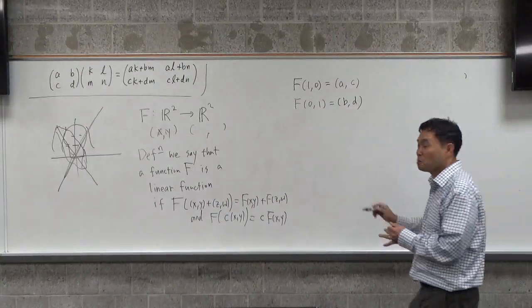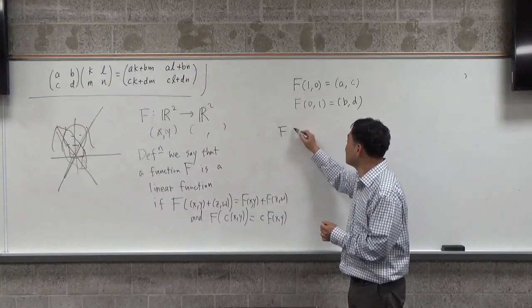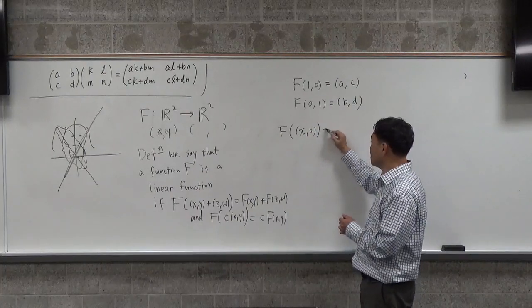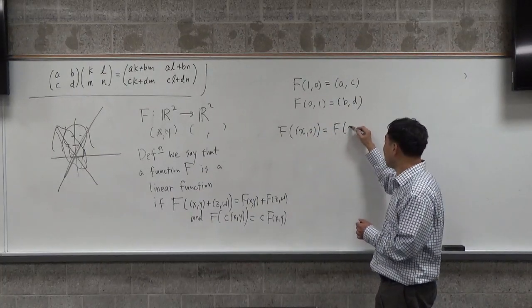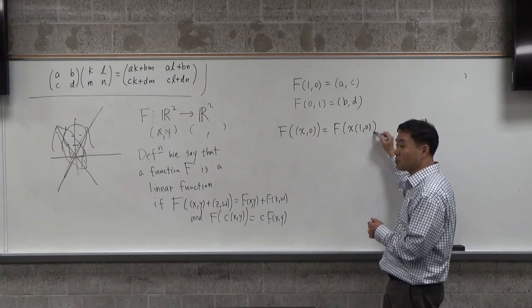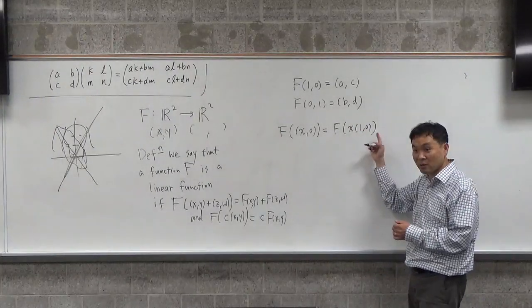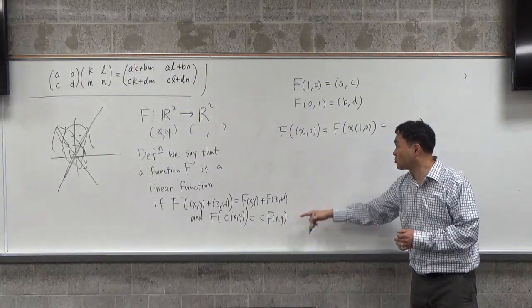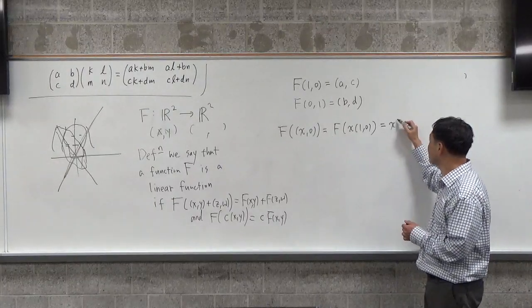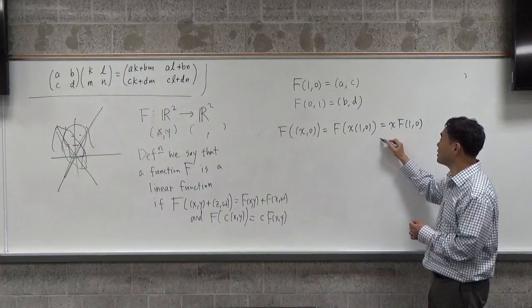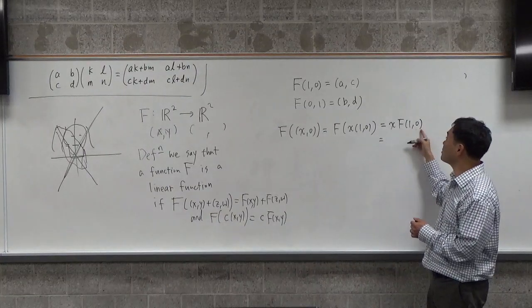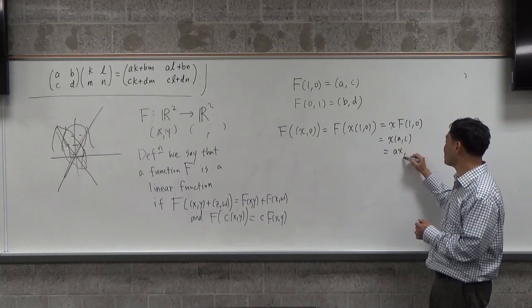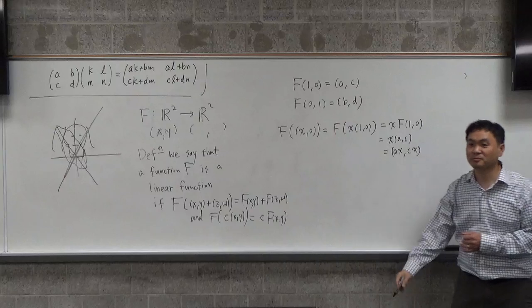How? Well, think of it like this. If you have (x, 0), then you can think of this as x times (1, 0), where x is a number, multiplied as a scalar multiplication. But then according to this formula here, I can pull the x out. This f of (1, 0) is (a, c), right? So it's x times (a, c). So it's going to be (ax, cx).